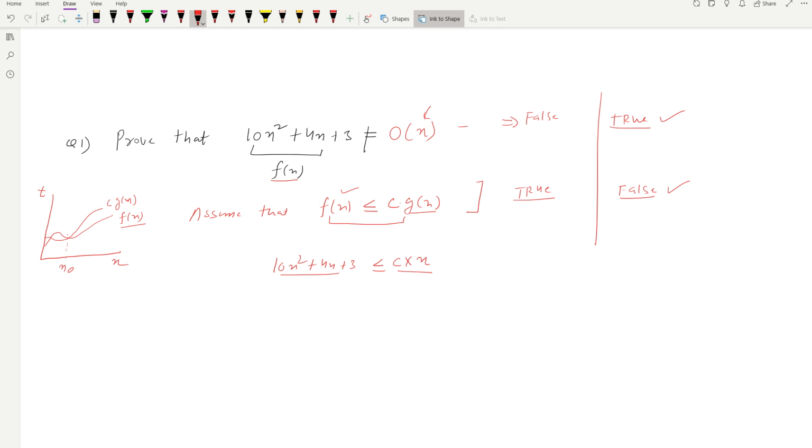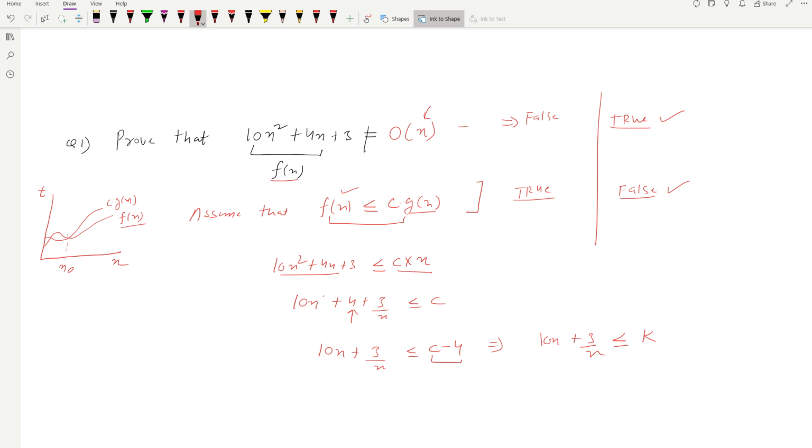So let's do some mathematics and at the right hand side place all the constants. So let's divide by n. So it becomes 10n plus 4 plus 3 by n less than or equal to c. Again, this is a constant, so let's move it to the right hand side. So 10n plus 3 by n less than or equal to c minus 4. Again, you are subtracting something from a constant, so it again becomes a constant. So let me write 10n plus 3 by n less than or equal to some constant k.